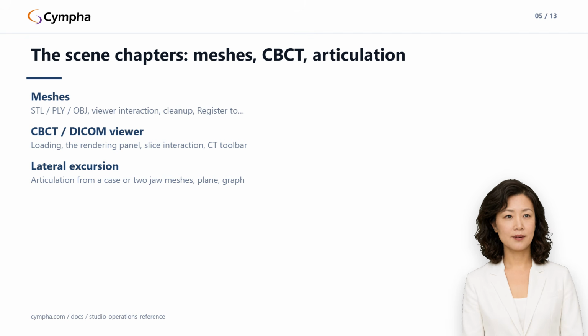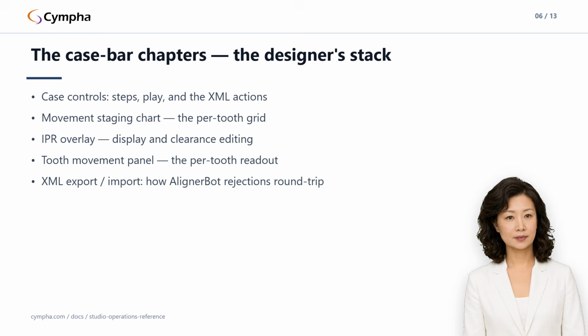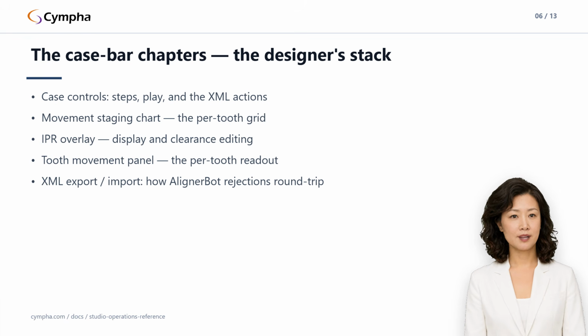Then 3 chapters go deeper: the movement staging chart, the per tooth grid, when it appears, and its single-click, double-click, keyboard, and drag-and-drop behaviors, plus the hint actions for one-click protocol changes, the IPR overlay, enabling it, what the visual elements mean, and editing the clearance values, and the tooth movement panel, the per tooth readout of mesial distal, buccolingual, and the rest, at the current step.